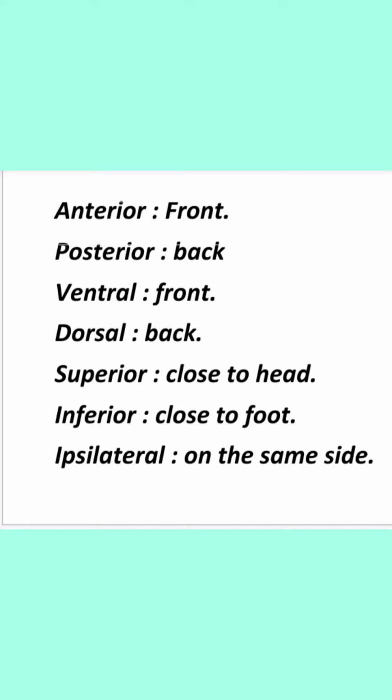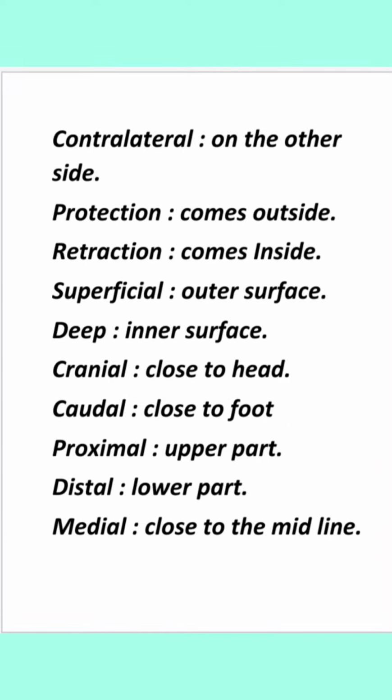Ipsilateral, on the same side. When we talk about the same side, it means right side, right upper limb, right lower limb. Contralateral is when we talk about the opposite limb, like the right upper limb and the left lower limb. Protraction comes outside and retraction comes inside, like when we protract our shoulders and retract our shoulders. Another example is the TMJ.